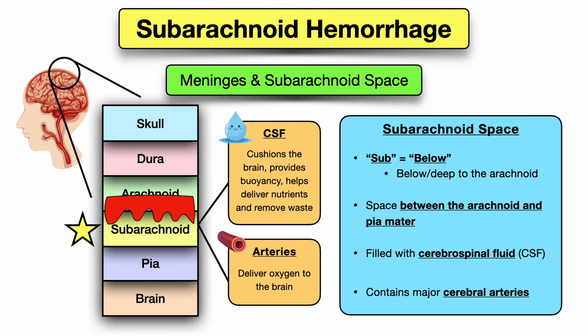We said earlier that a subarachnoid hemorrhage is when there's bleeding in the subarachnoid space. We now know there's cerebral arteries that travel through the subarachnoid space. So if one of these arteries ruptures or breaks open, then that can lead to a subarachnoid hemorrhage. And this is exactly one of the causes of a subarachnoid hemorrhage. So let's talk about those causes now.